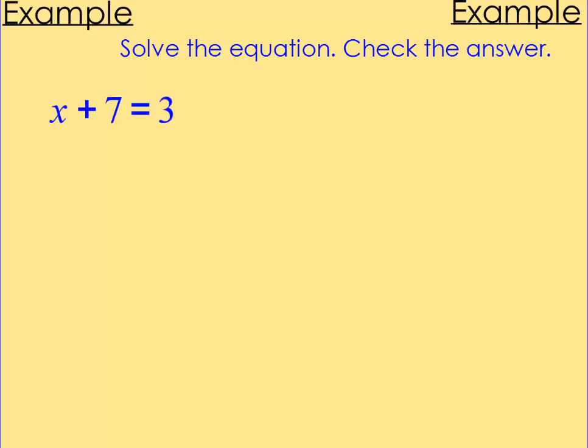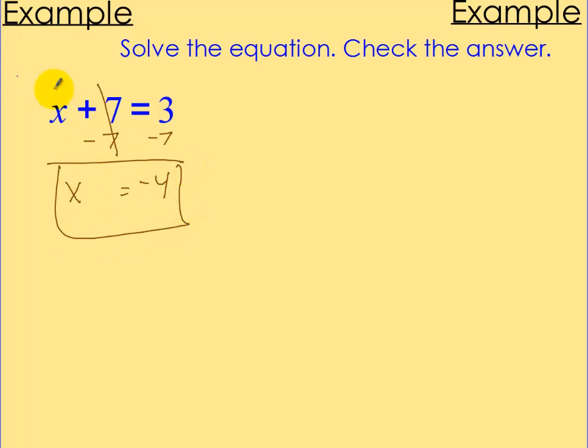Let's try some examples. So pause the video. And let's try this. We want to solve it and check the answer. So I got an x plus 7. That means I want to subtract 7 on both sides. So these 7's cancel. I get x equals 3 minus 7 is negative 4. That's my answer. Let's check it.